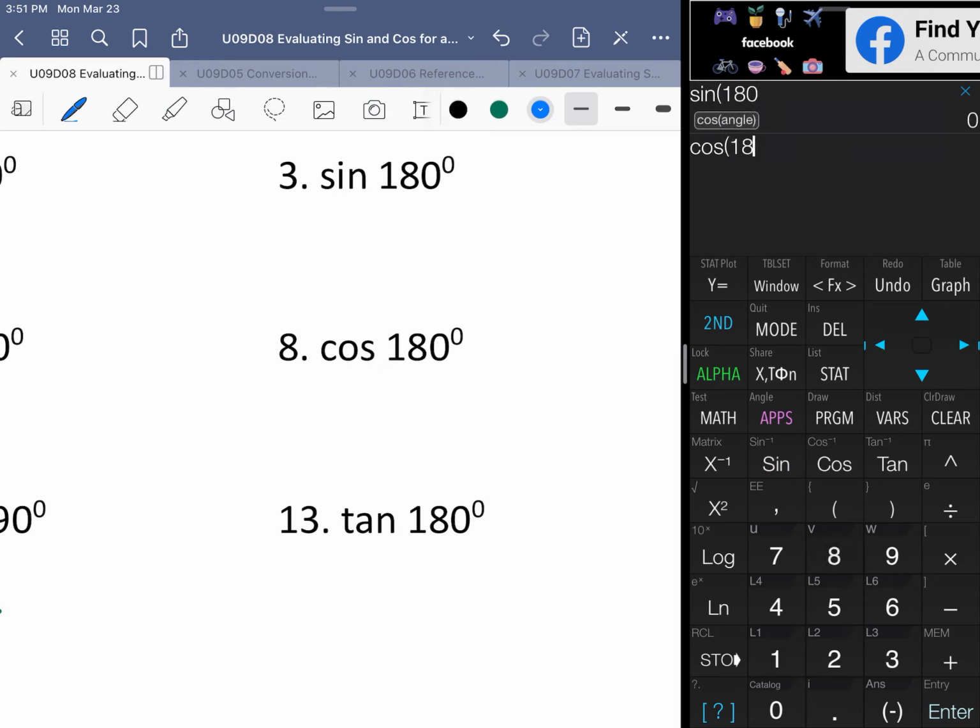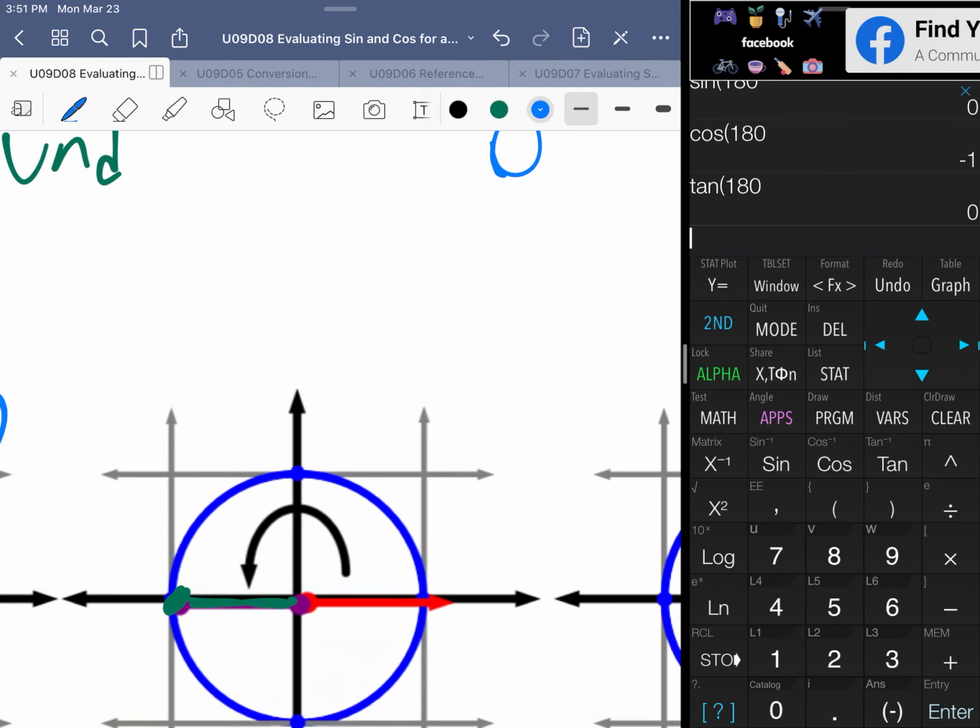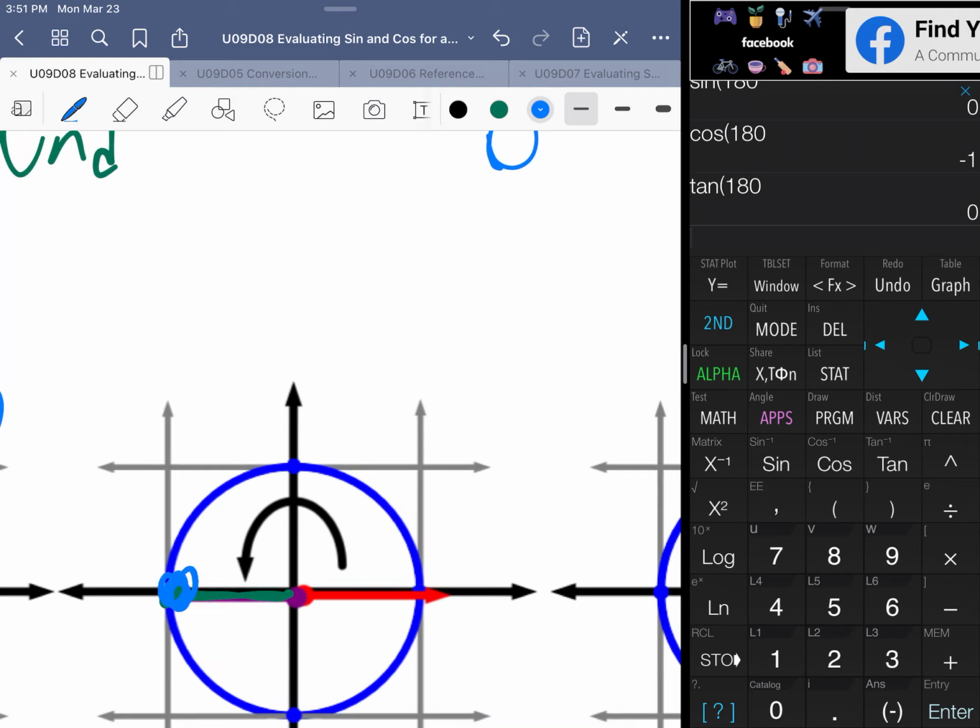Cosine of 180 is 1, oh, -1. And the tangent of 180 is 0. So that was 0, -1, and 0. Now to get into why, we're going to take a look at our circle here. At our coordinate, we have the point -1, 0, which should explain where the -1 came from.